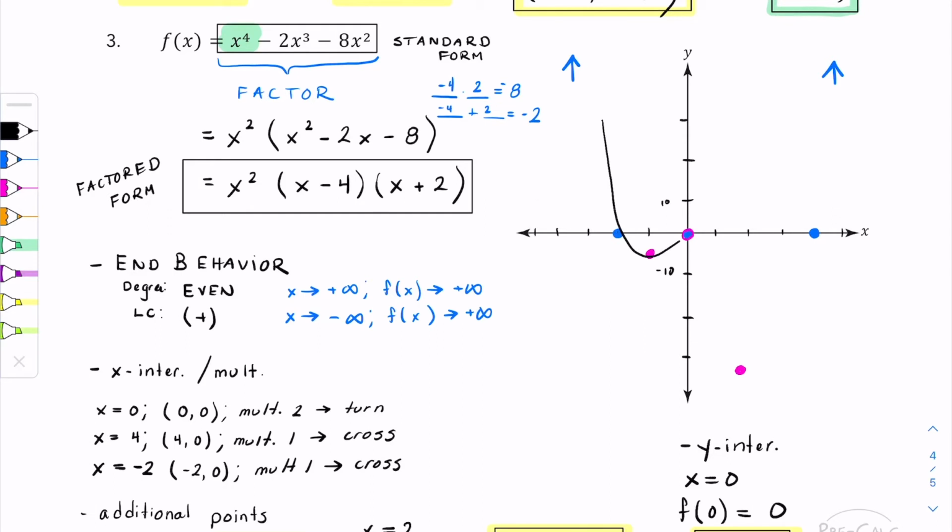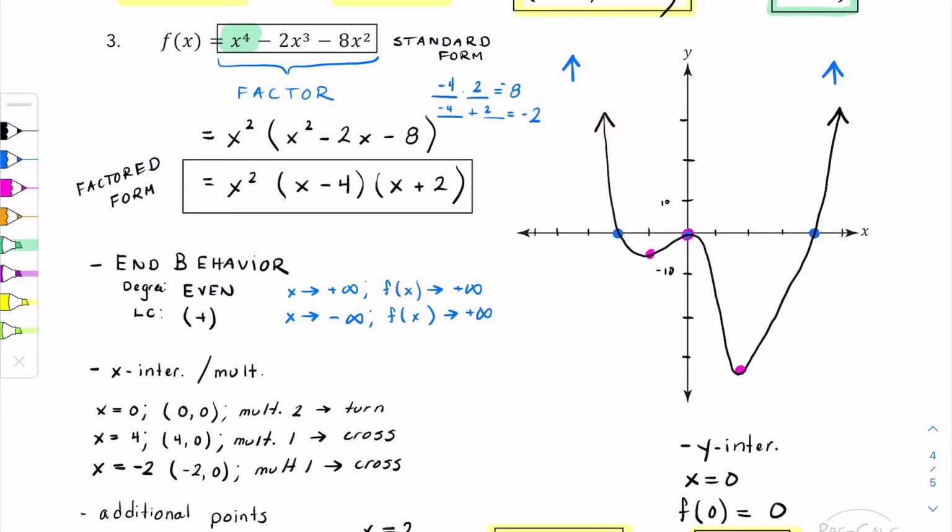I'm approaching the 0 at 0, which my multiplicity says to turn at that point. So I need to come down, hit that point, turn at 0, head back down, make sure you touch your additional point, head back up where I'm crossing at 4, and I'm heading up forever. Make sure your ends of the graph match your end behavior.